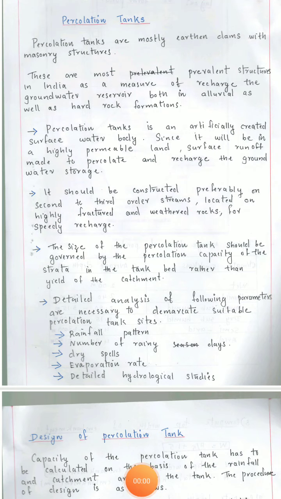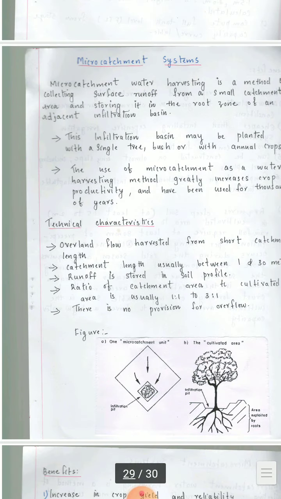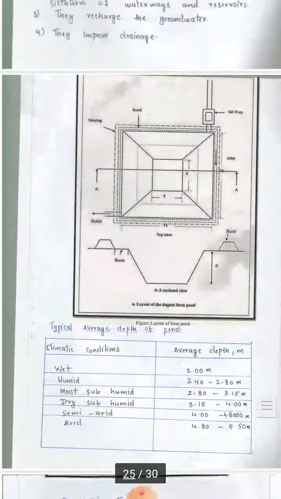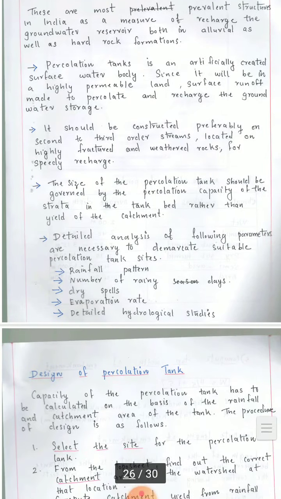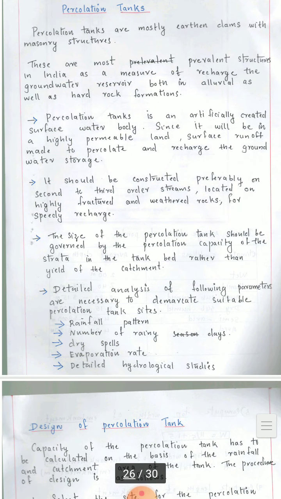Dear student, in this video lecture, we discuss the percolation tanks as well as the microcatchment system. Percolation tanks are mostly earthen dams with masonry structures. These structures are mainly constructed with masonry materials, where the purpose is to recharge the groundwater.